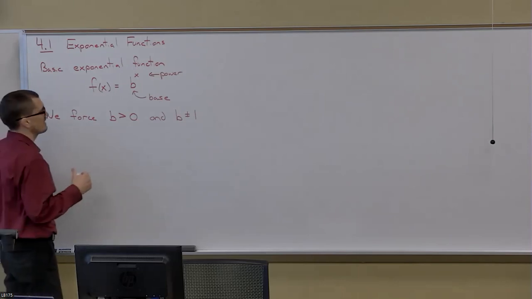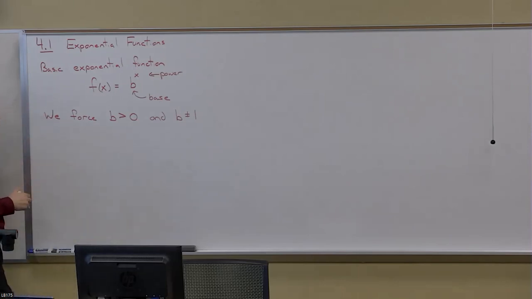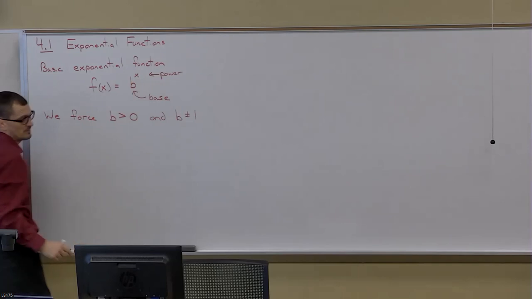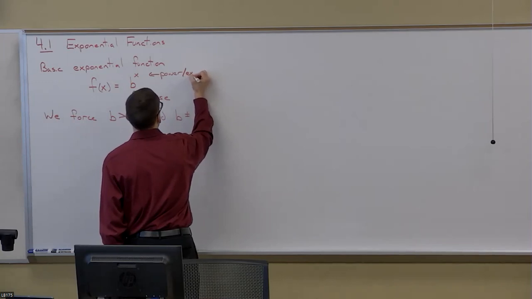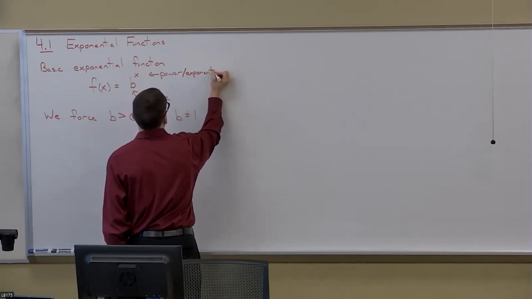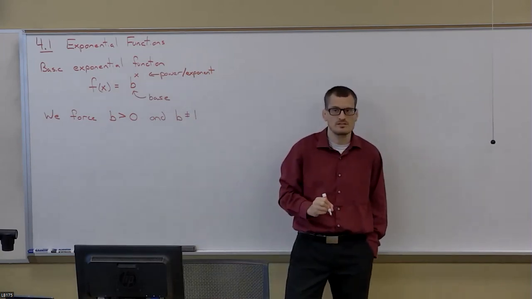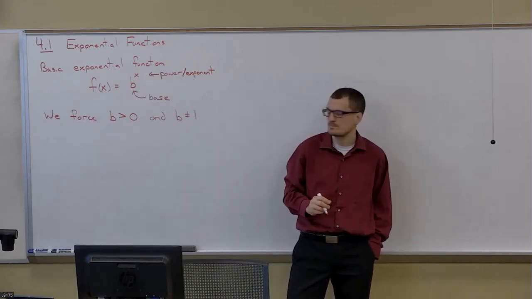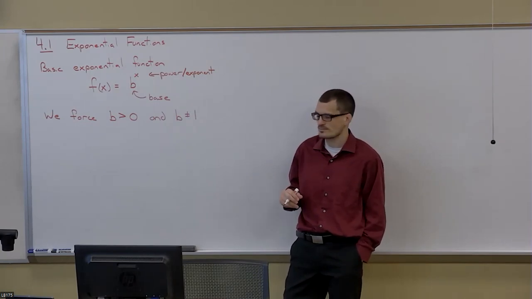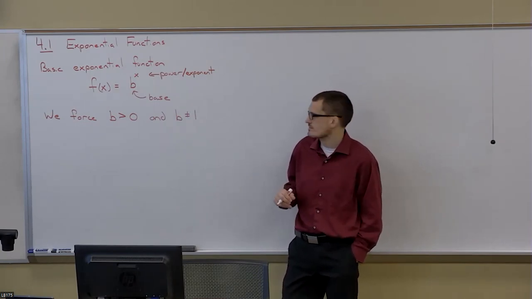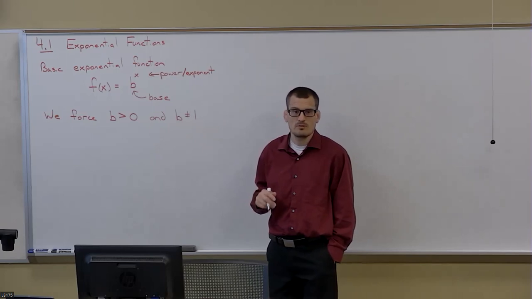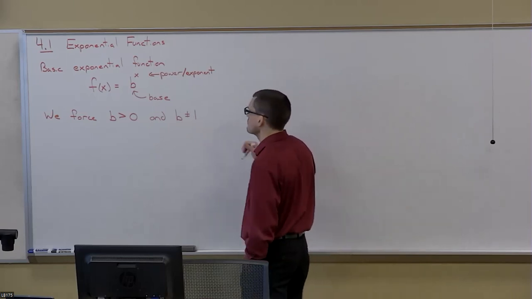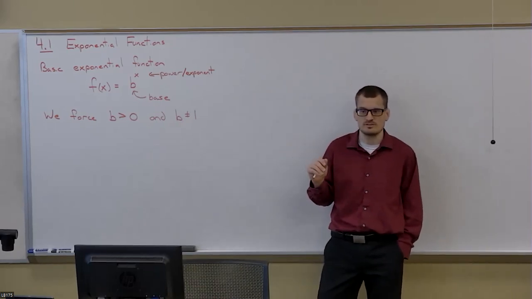And again, what makes an exponential function is that the variable, our input variable, is in the exponent, right? Is in the power. That's why we call it an exponential function, or variables in the power, or in the exponent. Now, why would we force our base to be greater than 0? Well, we force our base to be greater than 0 so that we can have real number inputs.